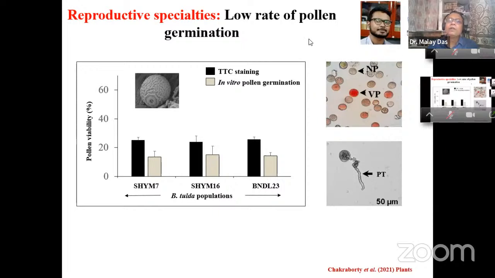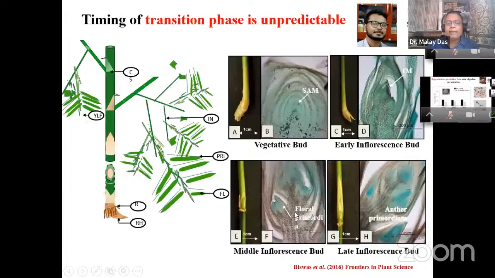So we assume that when the flowering happens, it tries to accommodate all different reproductive armories in order to maximize seed production, and in order to maximize its reproductive fitness. So that is another reason why we feel that bamboo flowering is quite interesting, and there are many unanswered questions that we need to address in future.